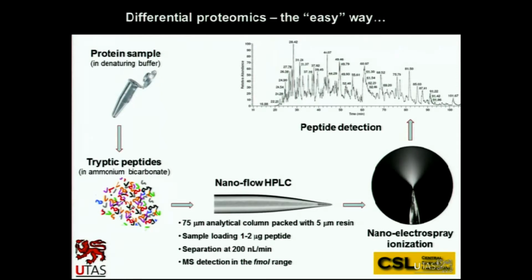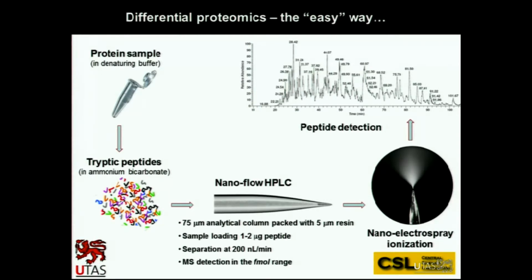In recent times, the emphasis has shifted from protein fractionation to peptide fractionation. So in this case, you take a protein sample, digest with usually trypsin is the enzyme of choice, into short peptides, and then we separate these peptides using HPLC.